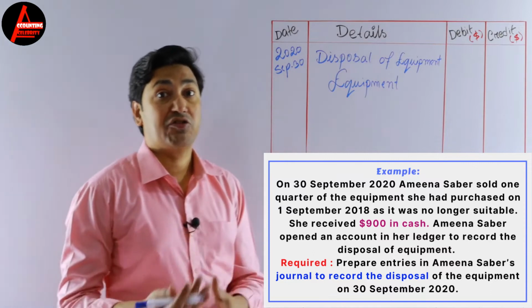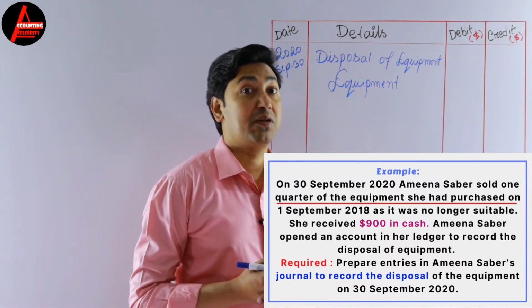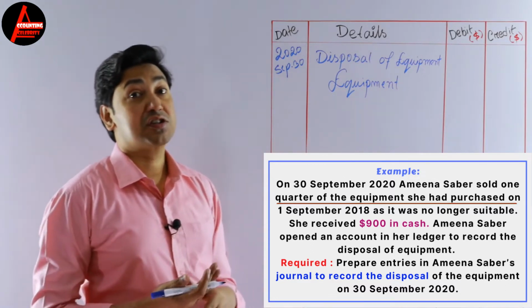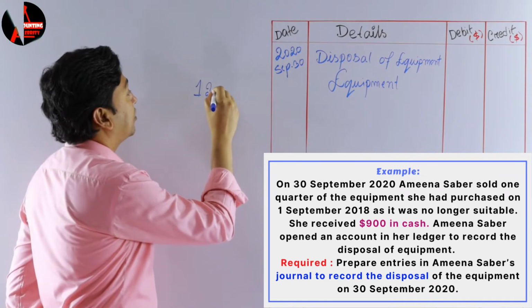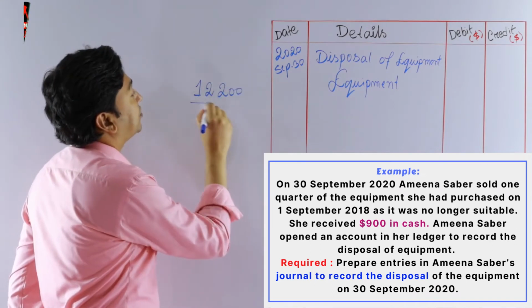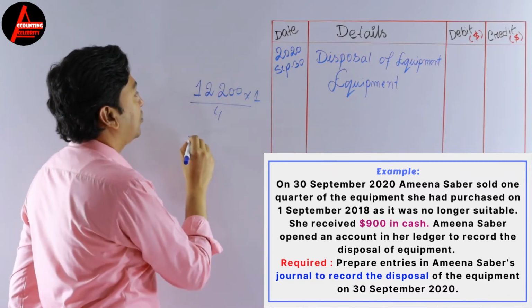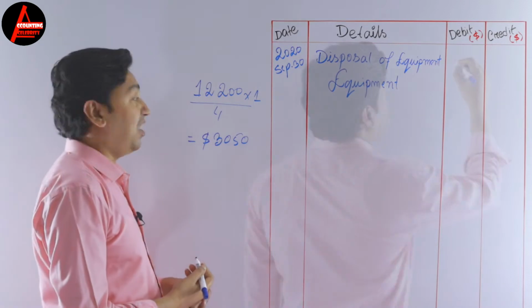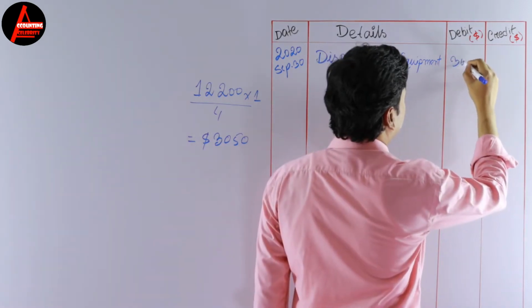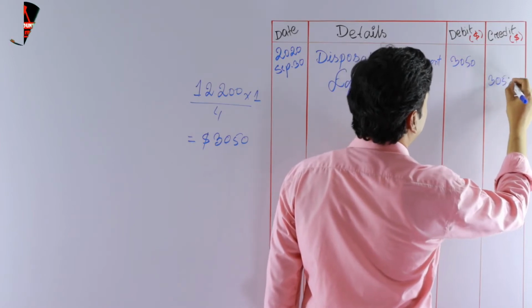Okay, now what is the amount here in the debit and credit column? So you know in the question it is written that she sold 1/4 of $12,200. The cost price was $12,200. Yeah, so here 12,200, 1/4 means we have to divide by 4, multiply by 1. Okay, so $3,050. Yeah, so let us write in the debit column 3,050 and in the credit column 3,050.